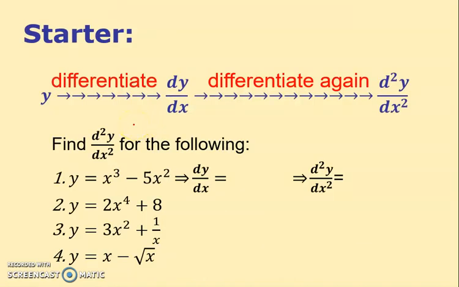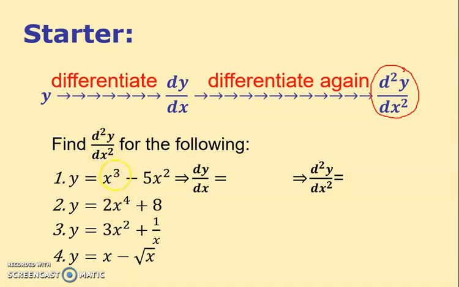So a few questions just to remind us what differentiation is, and also this thing called d2y by dx squared. Listen to how I said that, d2y by dx squared. It's basically where you differentiate once and you differentiate again. So I'll do the first one for you, I'll leave you to do the others.